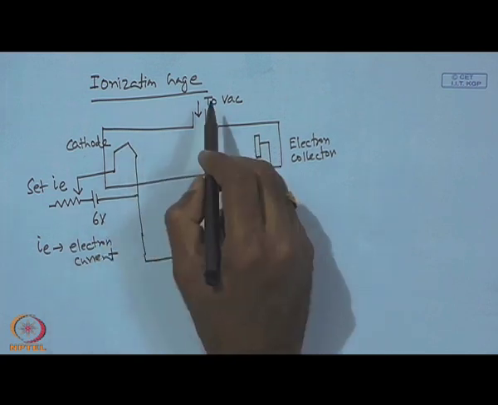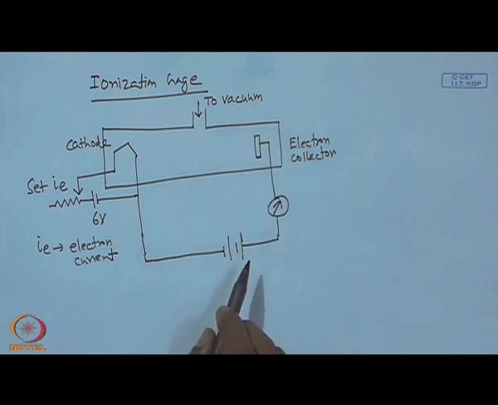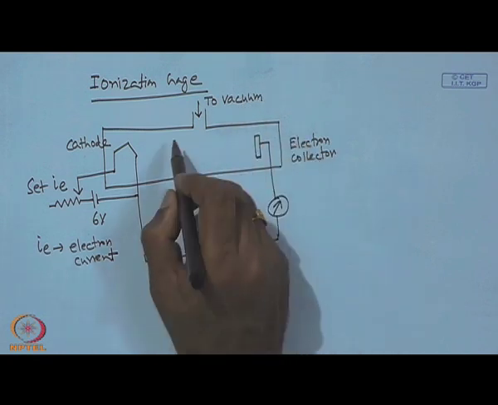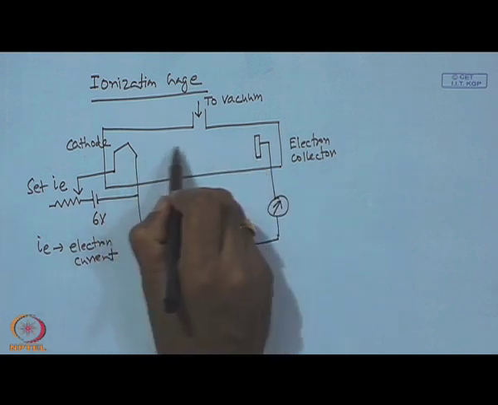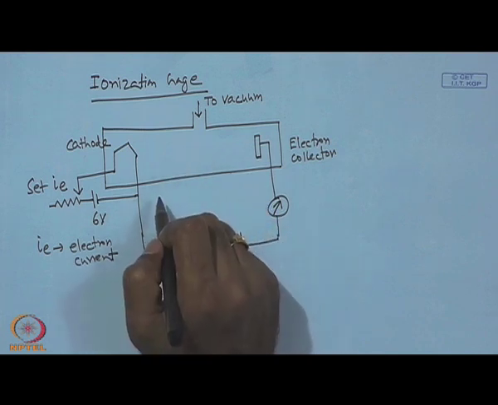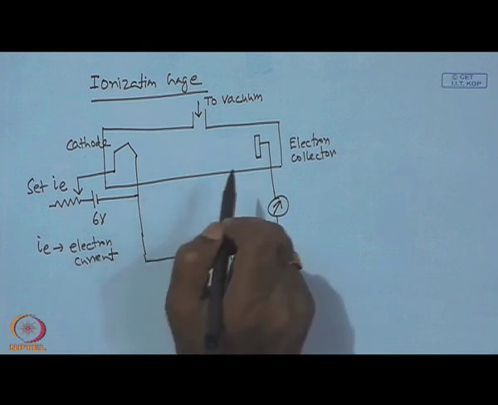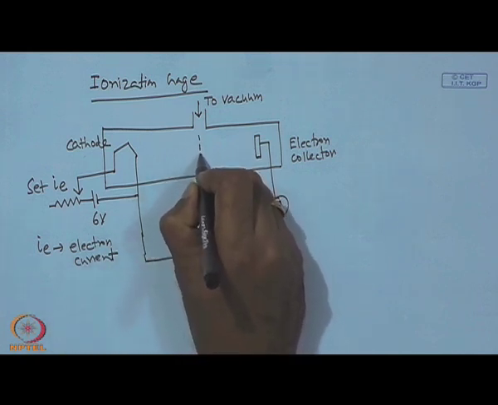This enclosure is connected to the vacuum source. So, there are gas molecules whose pressures I am going to measure. When the emitted electron strikes the gas molecule, positively charged ions will be formed. So, I use an ion collector.